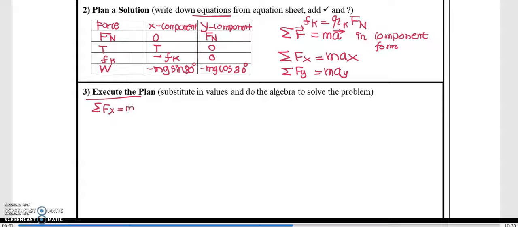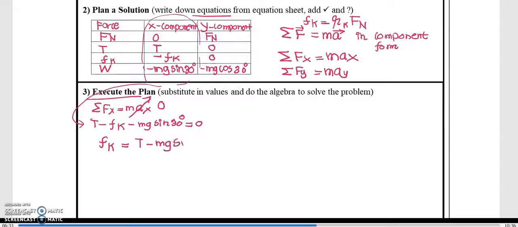So let's start with net force in x direction is equal to mass times acceleration in x direction. There's no acceleration in x direction because the object is moving at a constant speed. And we have to just add all the components of forces acting in x direction. Tension minus Fk minus mg sine 30 degrees is equal to 0. And since we are solving for kinetic friction, I'm going to get an expression for the kinetic friction is equal to tension minus mg sine 30 degrees.